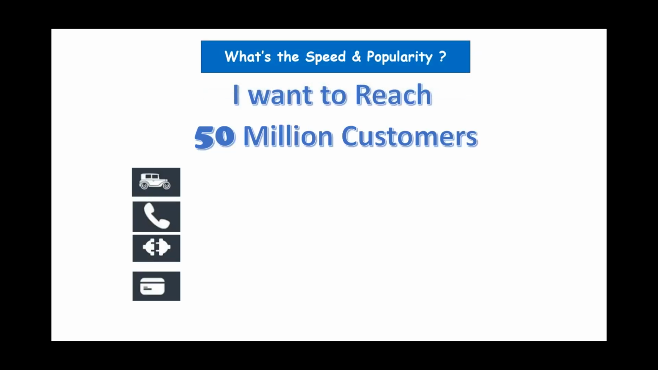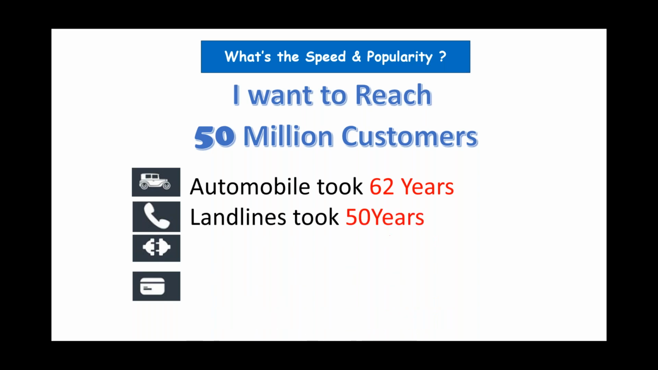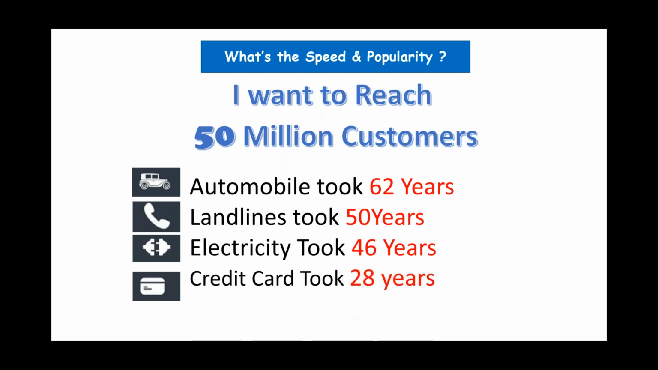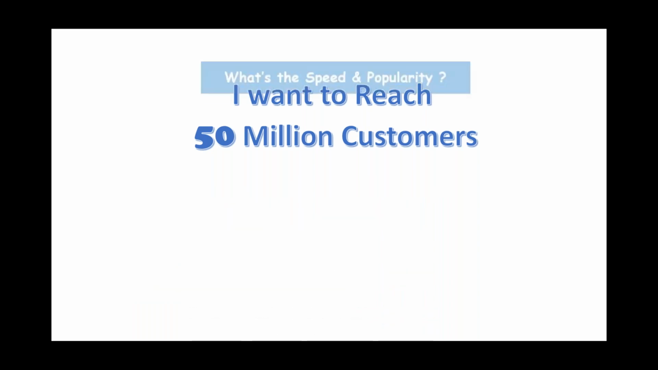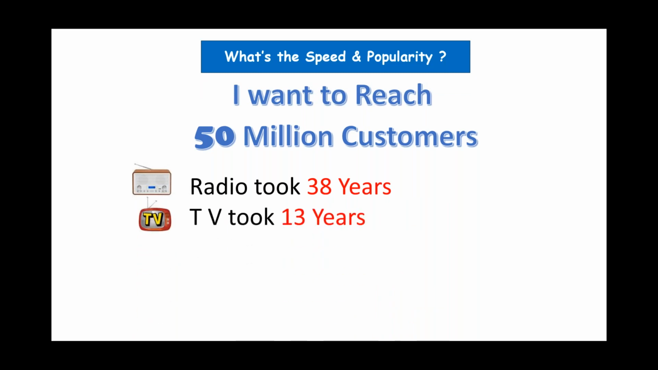This is very interesting. I'll show you how fast you can reach people using digital media. Let me start initially with the traditional way to reach. Read the headline. If you want to reach 50 million customers, the automobile took 62 years, landline took 50 years, electricity took 46 years, credit card took 28 years, radio 38 years, TV 13 years. So this is all the traditional way.